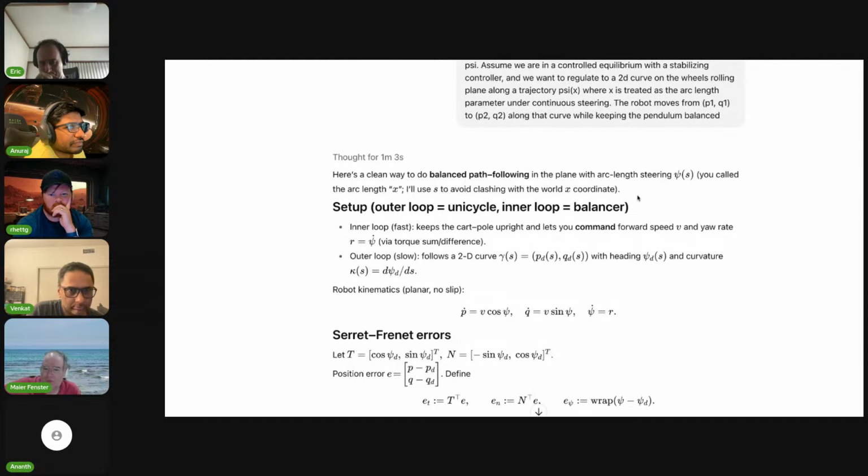Okay, then I asked it about controlling motion in the plane, and this is the architecture it set up, which I think is the way it's done. The outer loop is the unicycle, the inner loop is the balancer. The inner loop is very fast. I'll show you some numbers later, but the outer loop is slow.